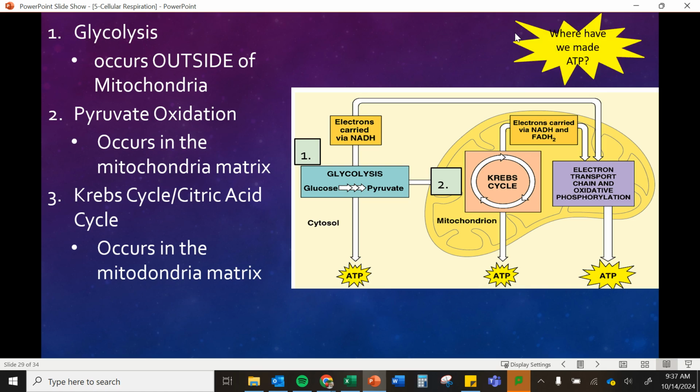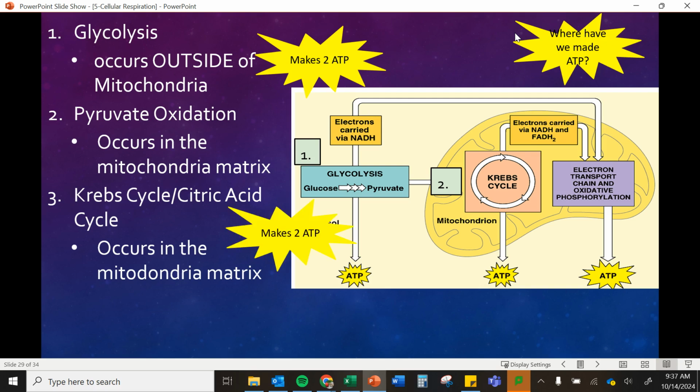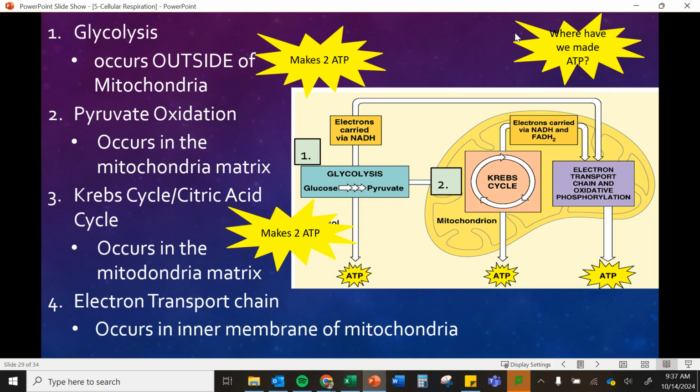Okay, so just as a review, we've made a little bit of ATP in glycolysis, and we've made a little bit of ATP now in the Krebs cycle or the citric acid cycle, but not a huge amount. The last step, electron transport chain, is where we're going to make the most of our ATP, and it's going to occur in the inner membrane of the mitochondria, and it's going to make around 32 ATP.